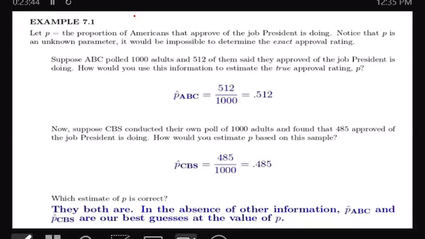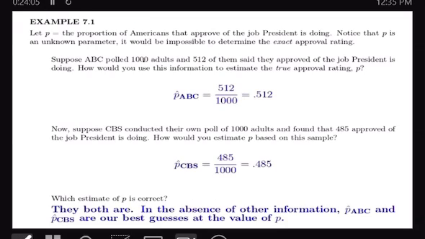But because that would be impossible to do, because we don't have time for that and we're limited by budget, we may not be able to get the true approval rating. Don't forget, the true approval rating is a parameter. Then what are we going to do?